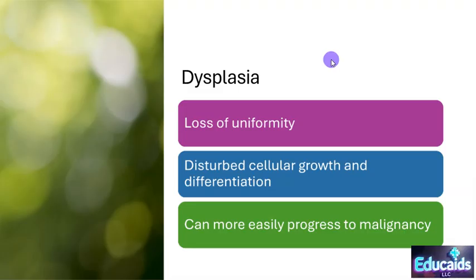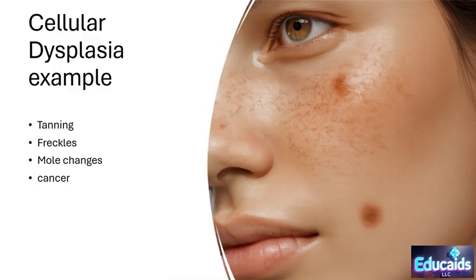Dysplasia. This is the worst of all of your cellular changing and responses. So loss of uniformity disturbs cellular growth and differentiation, and it can progress more easily to malignancy. Once you start having dysplasia, that is a much higher risk for cancer. So cellular dysplasia example: tanning, freckles, mole changes, cancer. So if you have somebody who frequently gets sunburns and they tan a lot, they're forcing their skin to make cellular changes. And you keep doing that over and over again, and then you're going to be at a higher risk for having things reproduce wrong and it turn into cancer.